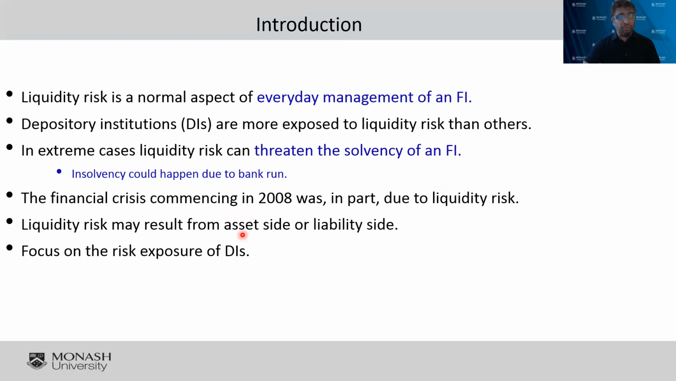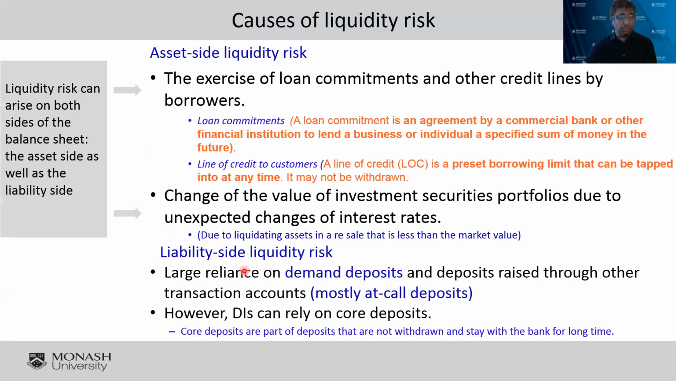A liquidity risk may result from the asset side or the liability side, and it focuses on the exposure of the depository institution. Now, I already mentioned to you that the liquidity risk can come from the asset side. What does it mean? It is a loan commitment. So what is a loan commitment? A loan commitment is a promise to give a loan in the future. And you have to honor it as a financial institution if you sign that contract to give a loan in the future. It could be after 1 year, 2 years, 3 years. It depends on the contract. So loan commitments are a source of liquidity risk coming from the asset side, because if you give the loan, it will be an asset for you.